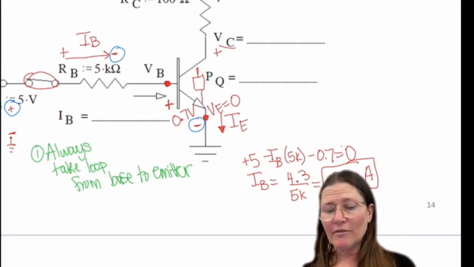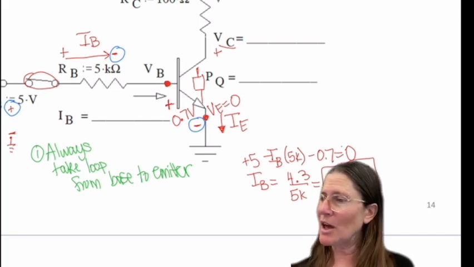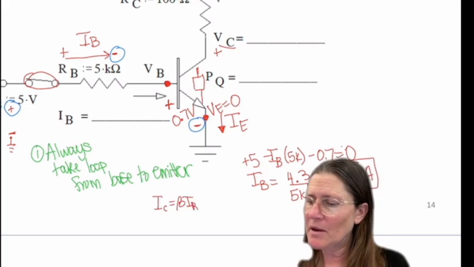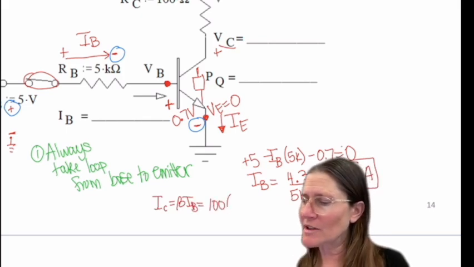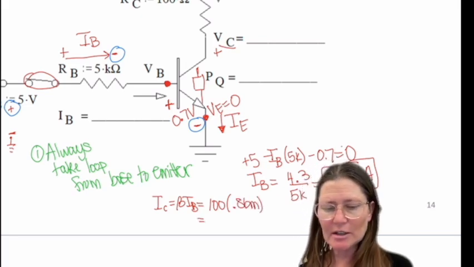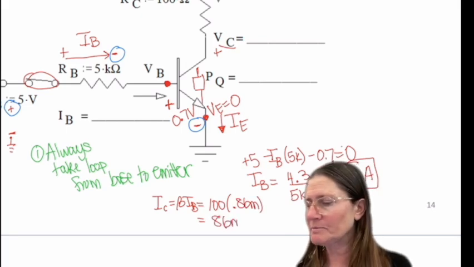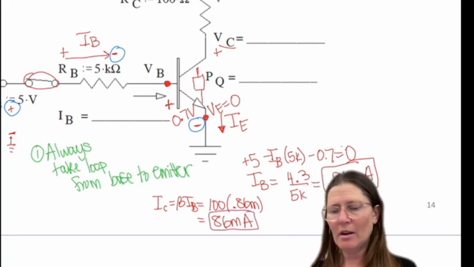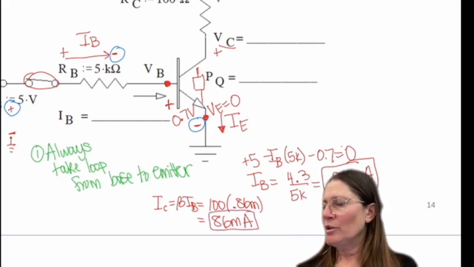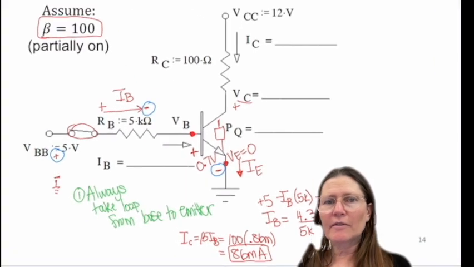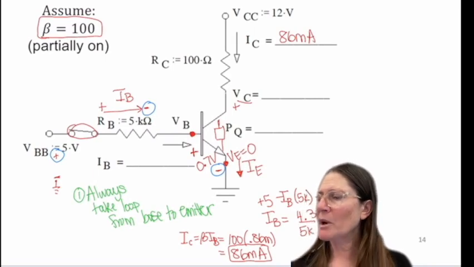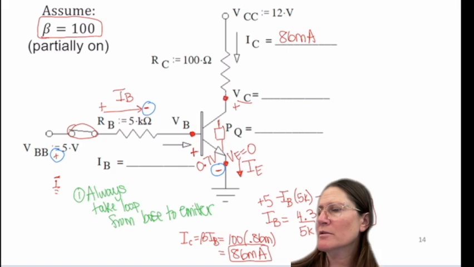Okay, so now we have IB, we can find IC by that relationship. So we say IC is equal to beta IB, which beta was given as 100, times 0.86 milliamps. So IC is 86 milliamps. So now to find VC, what is my equation to find VC here?